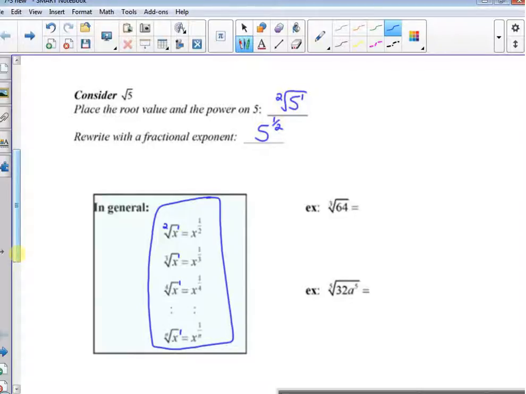So in our examples, the cubed root of 64 to the first would be 64 to the 1/3. And we're not simplifying it right now. I know that's equal to 4. We're just learning how to write it as a fractional exponent. The next one is the fifth root of 32 to the first, a to the 5th. So that would be 32 to the 1/5, a to the 5/5. And that one we can do a little bit more, 32 to the 1/5, a to the 1st.